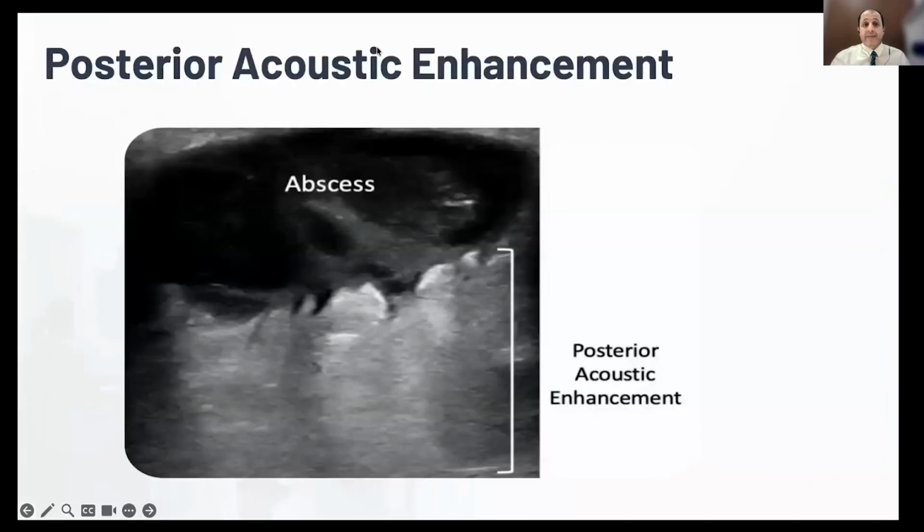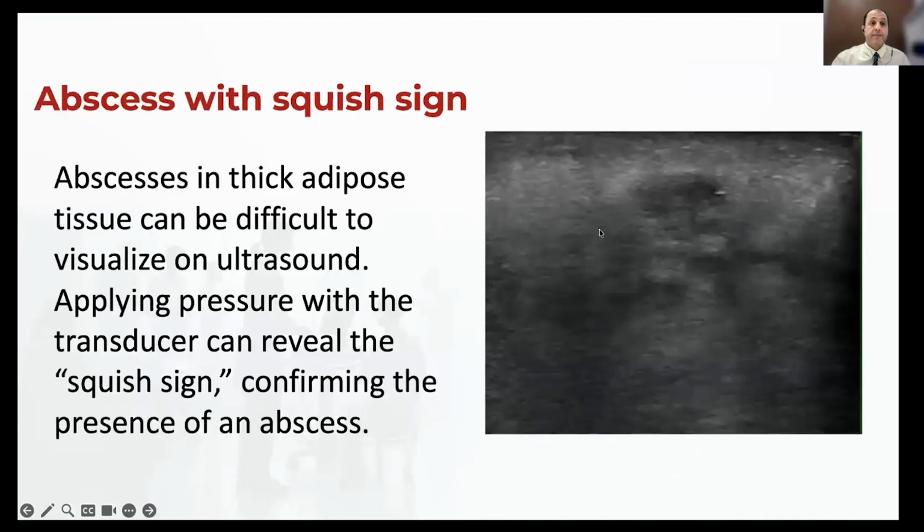So one good landmark in detecting abscess is posterior acoustic enhancement. Because the abscess is filled with water, and water loves ultrasound like us. So water fluid enhances transmission of sound. That's why we have a brighter appearance at the posterior side of the abscess. So it's a good landmark just to differentiate abscess from other lesions like lymph nodes or cysts.